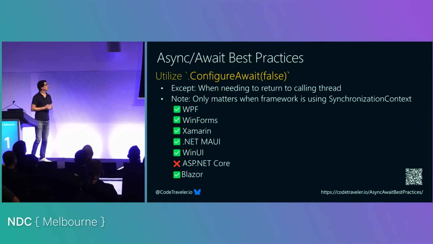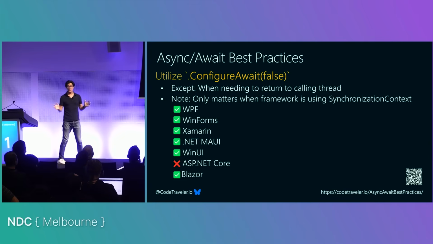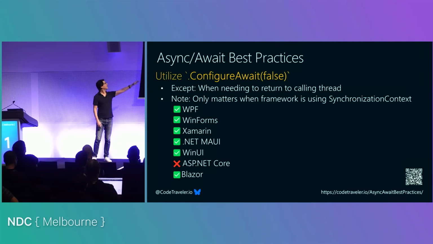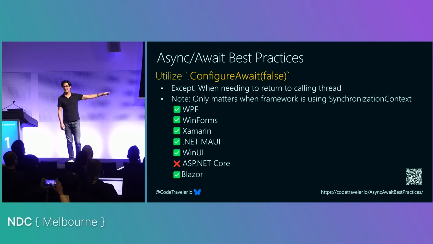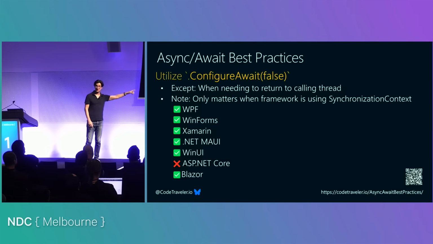Utilize configure await false. If you don't need to return to the calling thread, which for me is anytime I don't need to return to the UI thread, I configure await false everywhere. Now, there's a giant caveat here, and that has to do with something called the synchronization context. Like I said, I just published a 4-hour course where I literally spent a whole hour talking about synchronization context, and we don't got time for that right now.